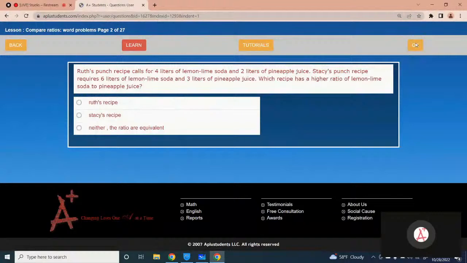Okay, the next one is, the first punch recipe calls for 4 liters of lemon lime soda and 2 liters of pineapple juice. The second punch recipe requires 6 liters of lemon lime soda and 3 liters of pineapple juice. Which recipe has a higher ratio of lemon lime soda to pineapple juice?